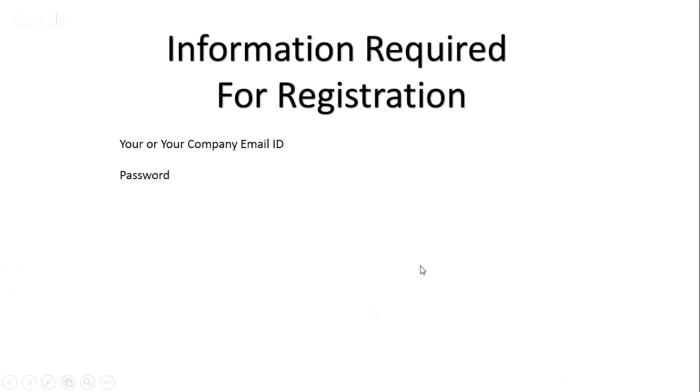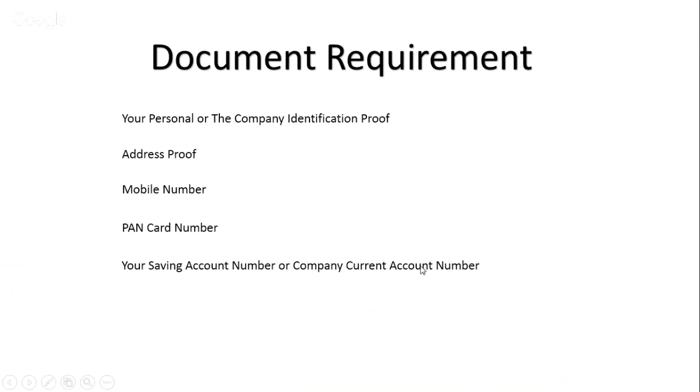So the registration and document requirement would be, as I've said, your personal or company identification proof, address proof, mobile number, and PAN number, and your savings account number or company current account number. That's the requirement. You'll have to submit individual names and address proof, PAN card, and all. They require soft copies of these. Yes, you have to upload the soft copies of it.